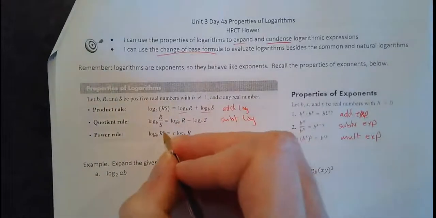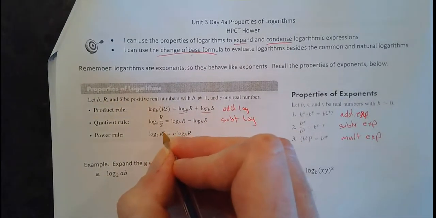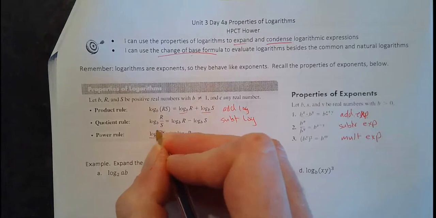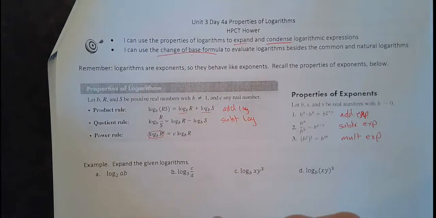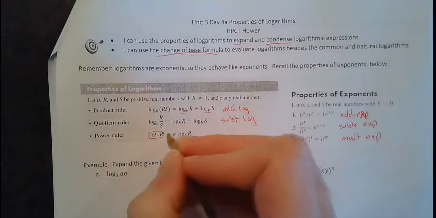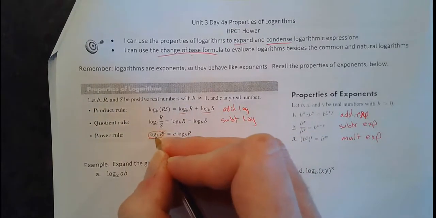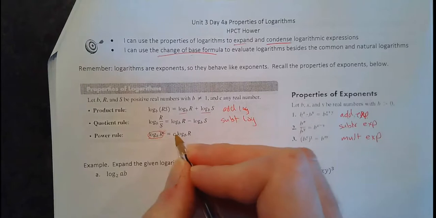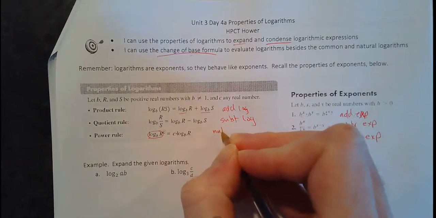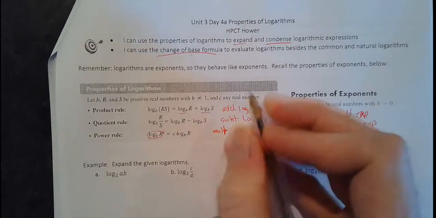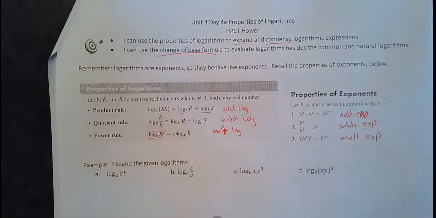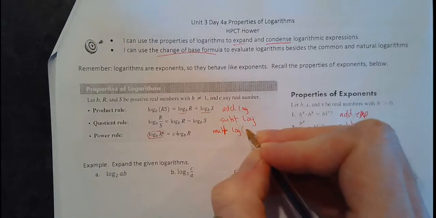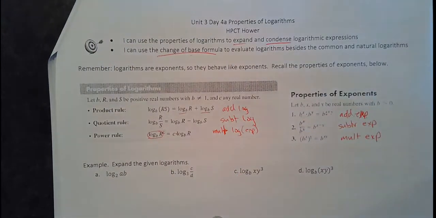A logarithm is an exponent, same thing, right? Now here, c is an exponent for r, while log base b of r is also an exponent because it's a logarithm. So you're going to multiply the exponents together: the exponent c times the exponent log base b of r. So you're actually multiplying the log and the exponent. The logarithm and exponent are the same thing, so that's why it's multiply.